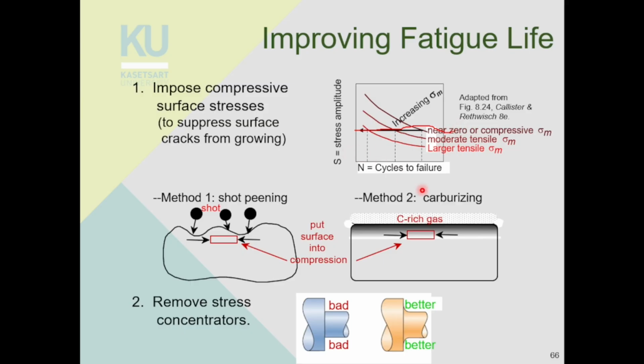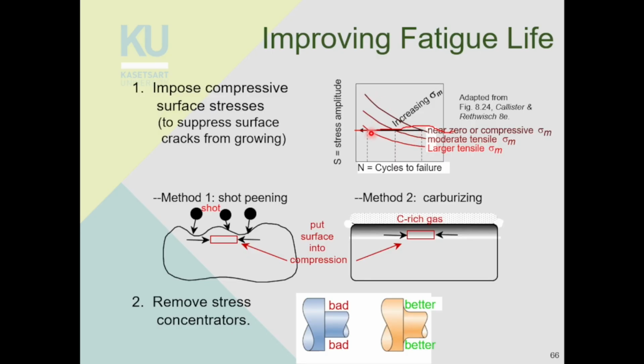So basically, you apply a negative stress. What is negative stress? Negative stress is compressive stress. From a larger sigma m, when you apply negative stress, that larger sigma m will transform into a moderate sigma m. So the SN curve will shift from this line to this line. If you increase even more compressive stress, the SN curve will shift further to this line.